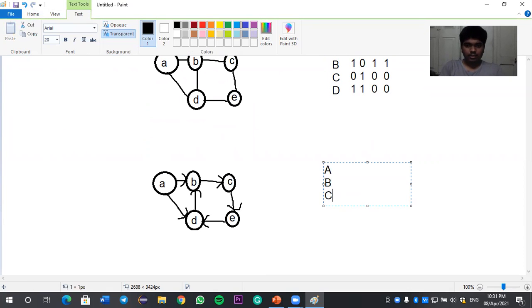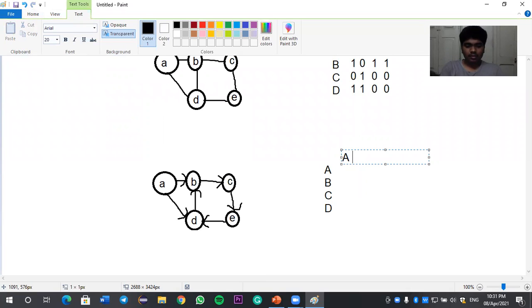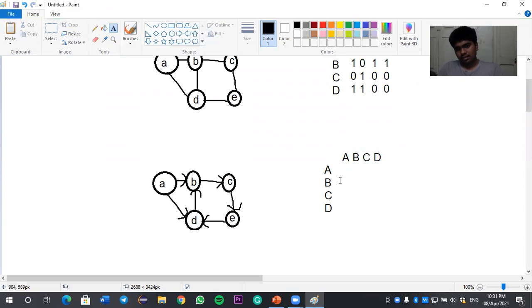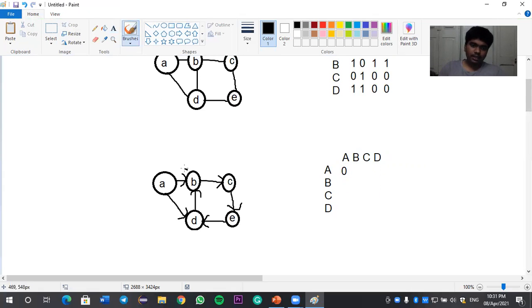A, B, C, D, and then here also A, B, C, D. Now we are going to just insert the elements. A to A, again it is not possible. And A to B it is possible, because here we can see there is an arrow mark only in one direction. So we can only travel from A to B. B to A is not possible.